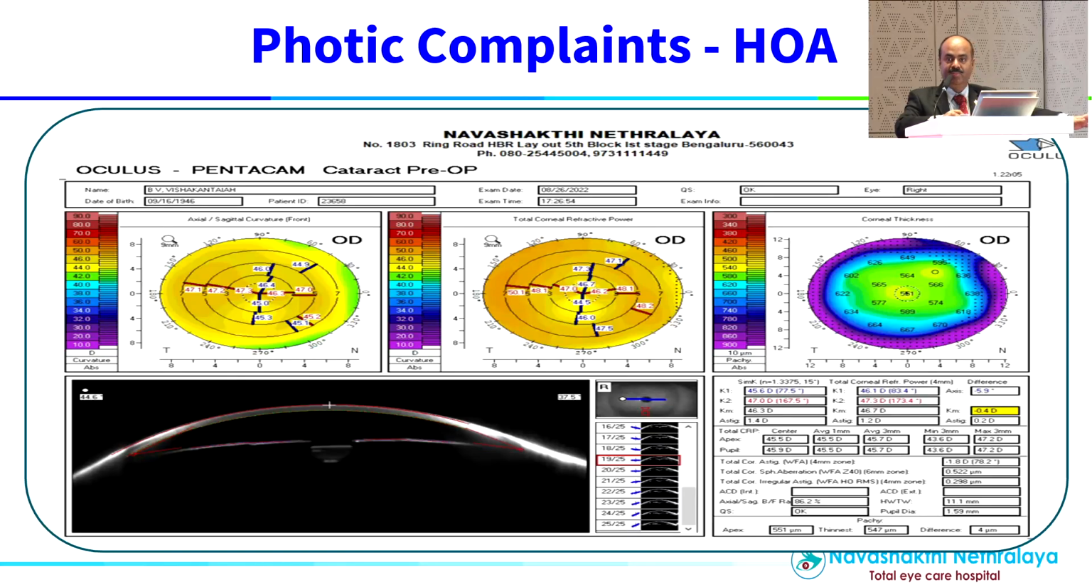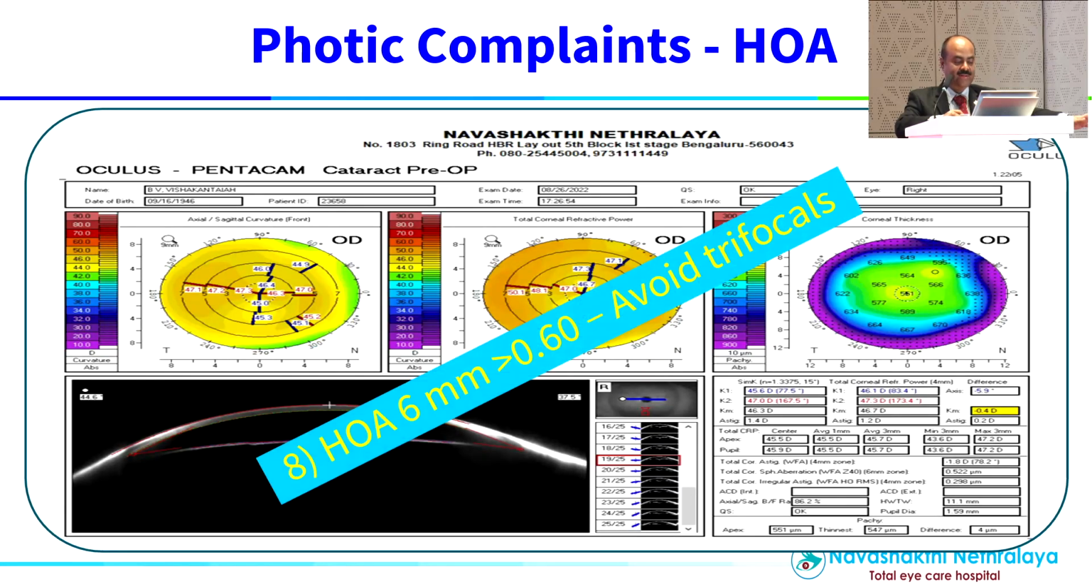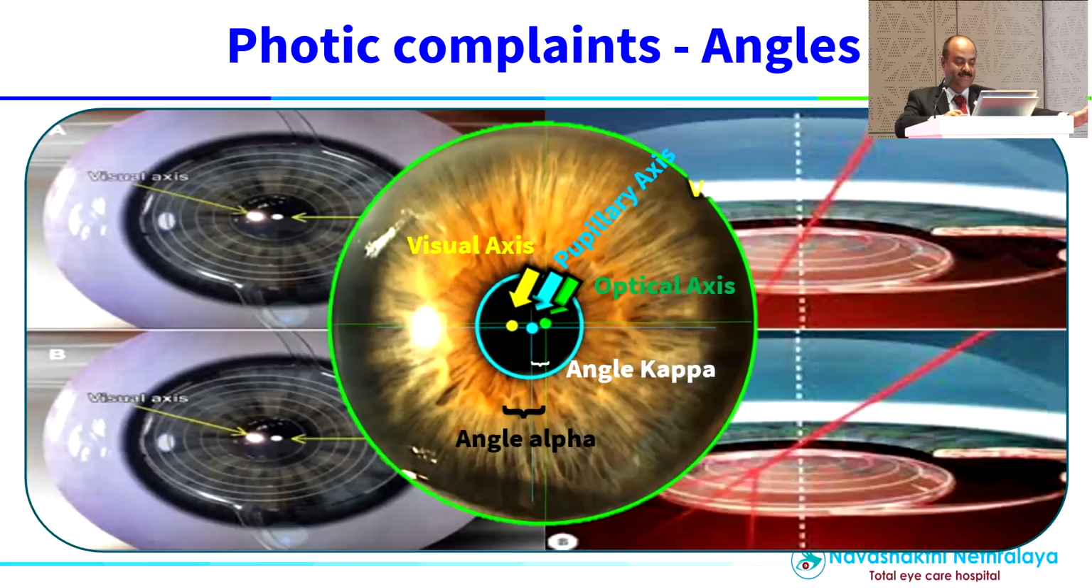Pre-operatively, if it is above 0.6, then I avoid surgeries. If the higher order aberrations are above 0.6, avoid surgery. The next is angle kappa, which my previous speakers were talking about.